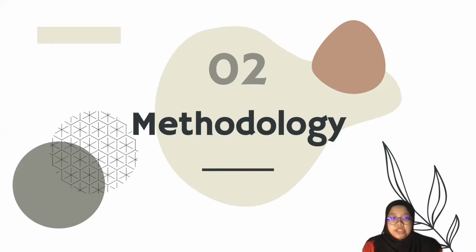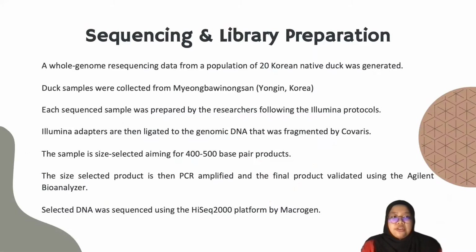Here are the methodology used for this genome sequencing project. The first one is sequencing and library preparation. A whole genome resequencing data from a population of 20 Korean native duck was generated. The samples are prepared following the Illumina protocols, and the sample is size selected, aiming for 400 to 500 base pair products, which were later amplified using PCR.